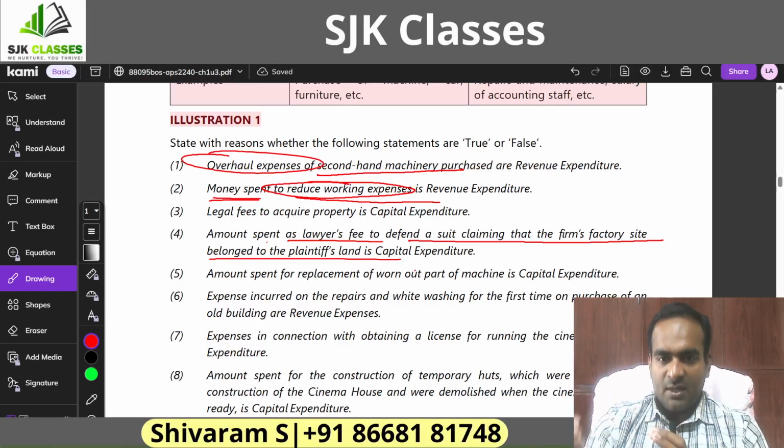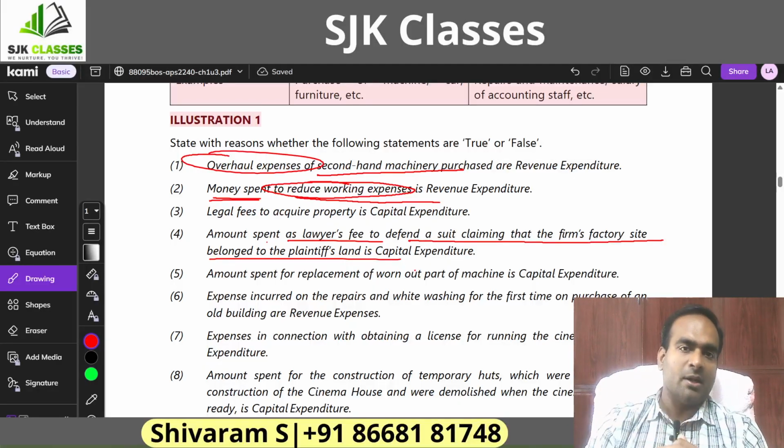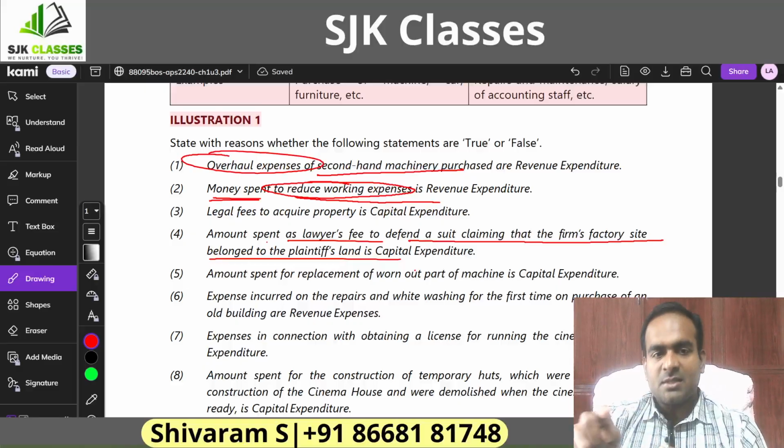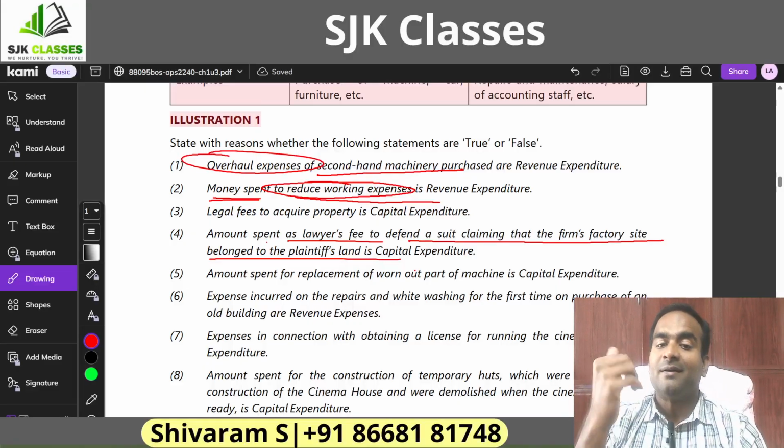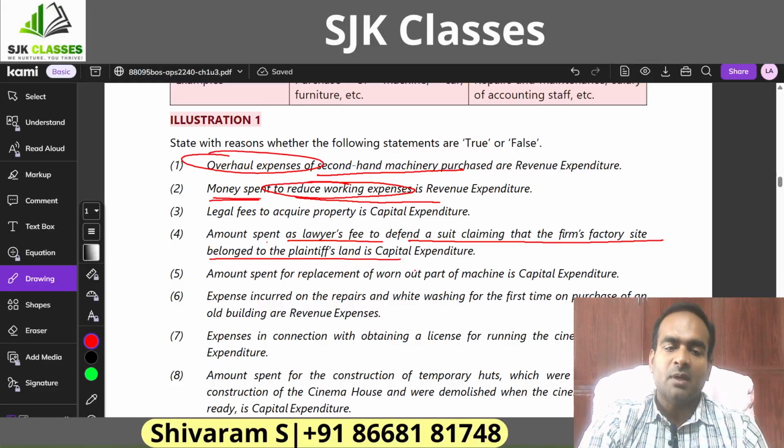I'm paying these fees just to defend my property. The property is already with me and I'm using it. There is no enhanced benefit from this property by paying this expenditure, this lawyer's fee. I don't get any extra benefits, and this expenditure doesn't help us bring the asset to usable condition. Hence, this expenditure will be classified as a revenue expenditure and not a capital expenditure.